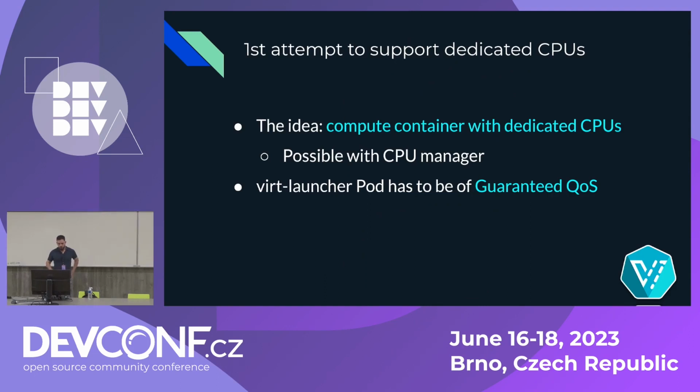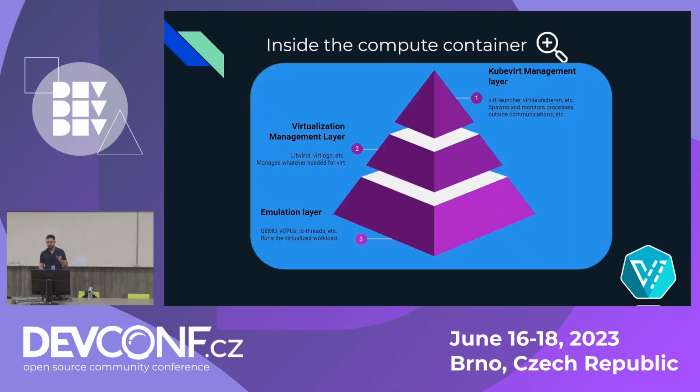Now, let's talk about the attempts to support dedicated CPUs. So, the first attempt was pretty simple. We can simply allocate dedicated CPUs to that container. It's possible with CPU Manager, as we talked about before. We need it to be guaranteed. We need the requests and limits to be equal and an integer. And that's it. We're done, right? So not really. Let's dive into that a bit.